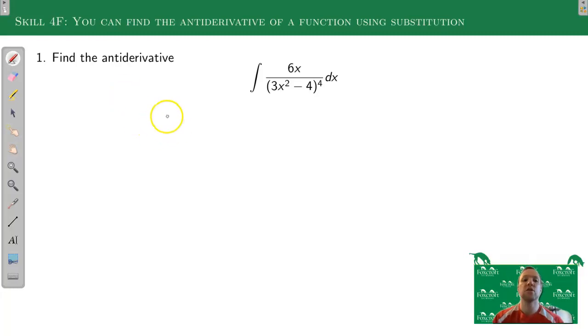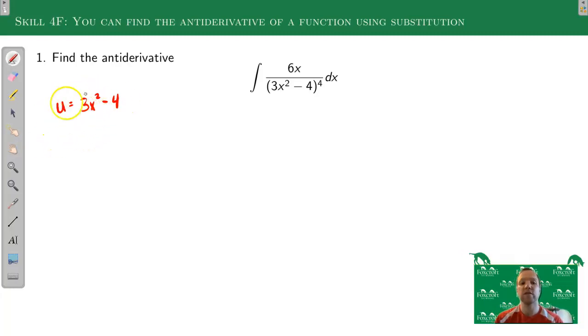So generally, the thing we're going to pick for a substitution is something that's inside of something else. So right now there's this parentheses here. So my first guess would be to make u 3x squared minus 4. Sometimes you pick a u and it just doesn't work out, but it is trial and error. But a lot of times if you look inside parentheses, that's going to be your u value.